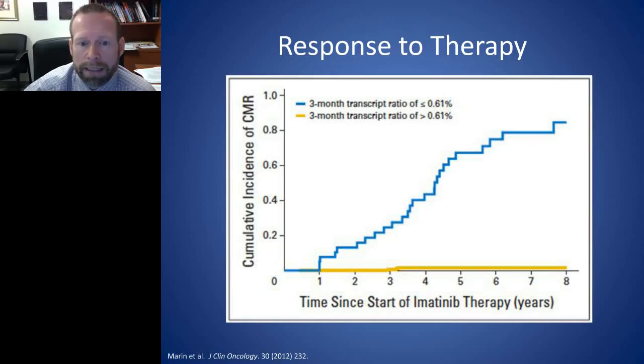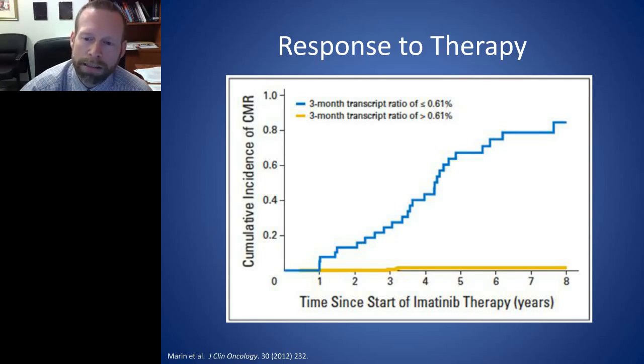And we can demonstrate that in this. You'll see it's a little bit different of a figure. This is from a JCO paper in 2012. You'll see the blue line is if the 3 months transcript ratio is less than or equal to 0.61%, you can see the incidence of a complete molecular response. Whereas if you don't get to that transcript ratio, your chance of getting to complete molecular response is much lower.